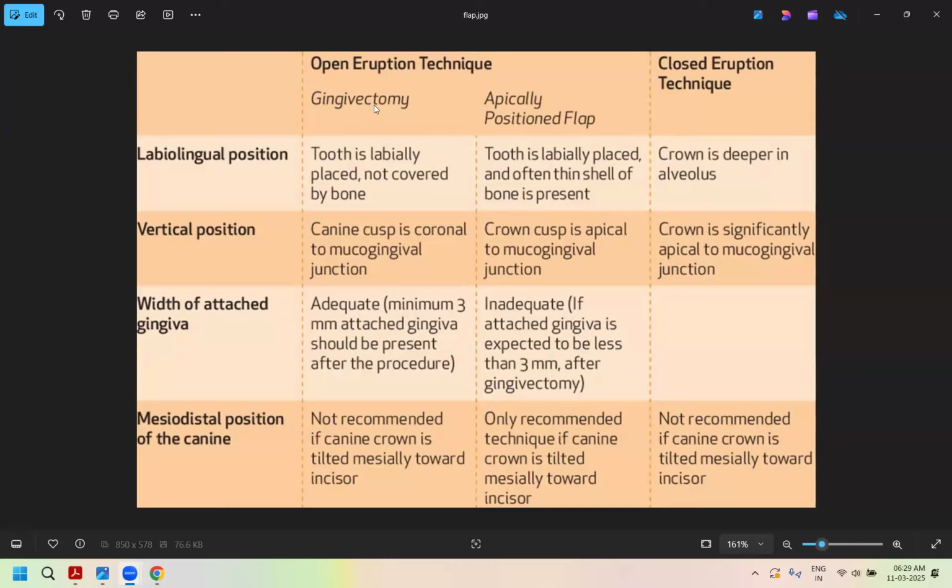So in the gingivectomy open eruption technique, the tooth will be labially positioned and will not have any bone. And in apically positioned, the tooth will be labially placed and has only a thin and little amount of bone present. And in closed eruption, the crown would be deep in the alveolus, so there is a lot of bone present. That is why we are not removing the bone.